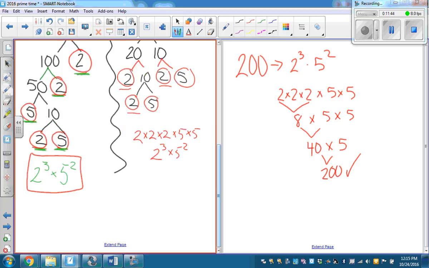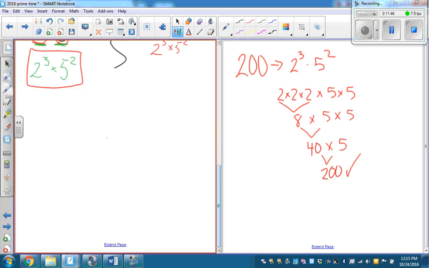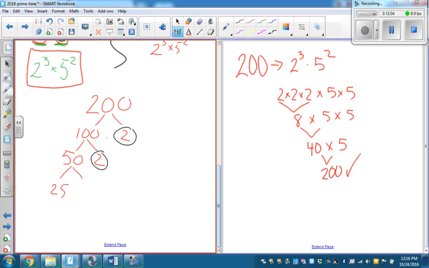So Eliza's question is, what if we did 10 squared, and then did 50 and 2, but then with the 50 did 25 and 2, but the 50 breaks down to 5 and 5. So there's your 3 2's, 2 times 2 times 2, and your 2 5's. Okay? That's prime factorization.